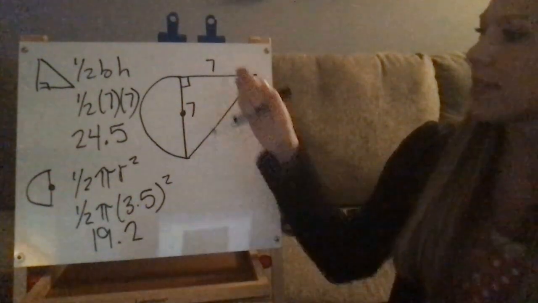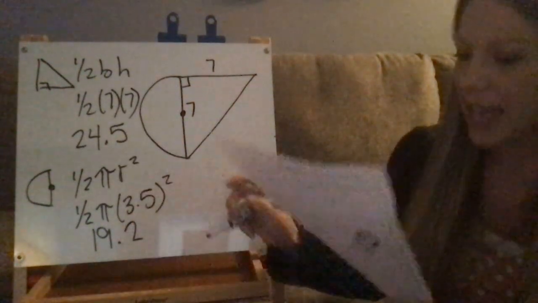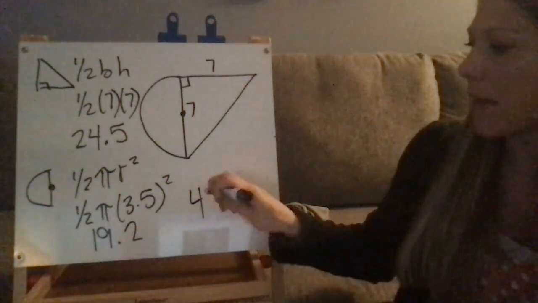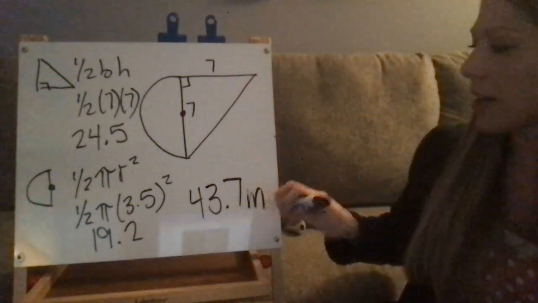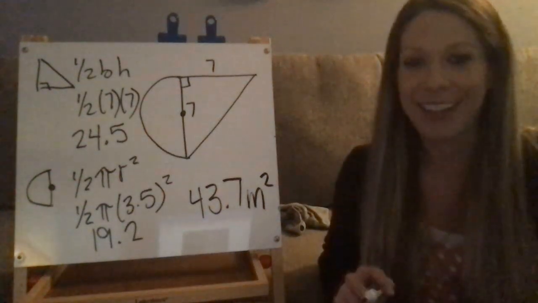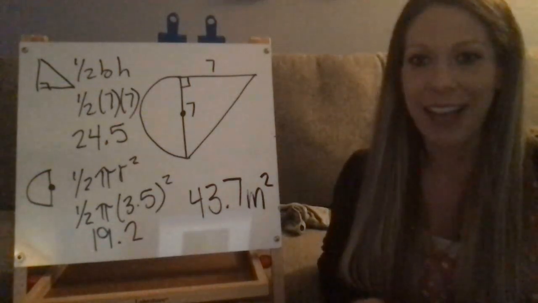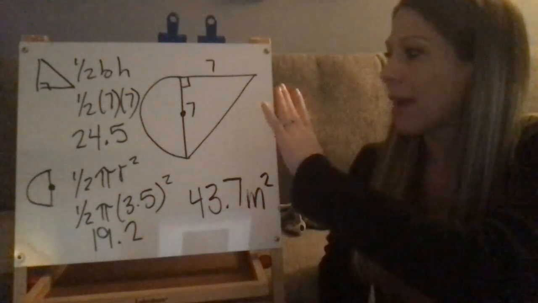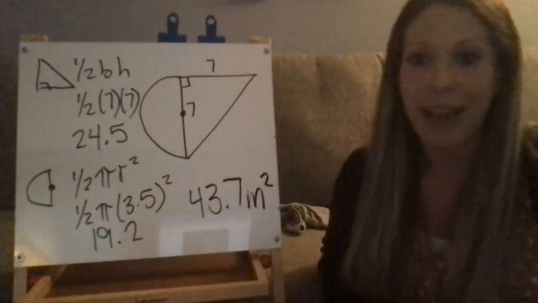And so the area of this whole figure, we would take the area of the two pieces, add them together, and get about 43.7. Our units were meters, and because it's area, we need to square them. So there's our final answer. That's how we find area of, we call these composite figures. Find the area of each piece, add them together.